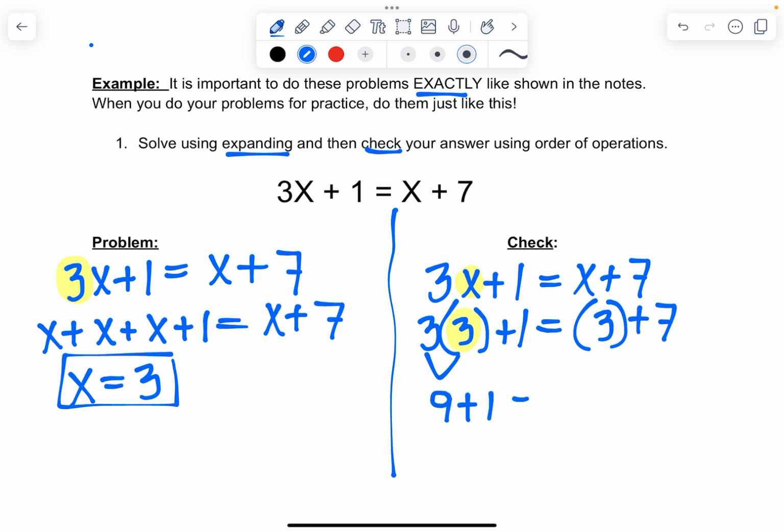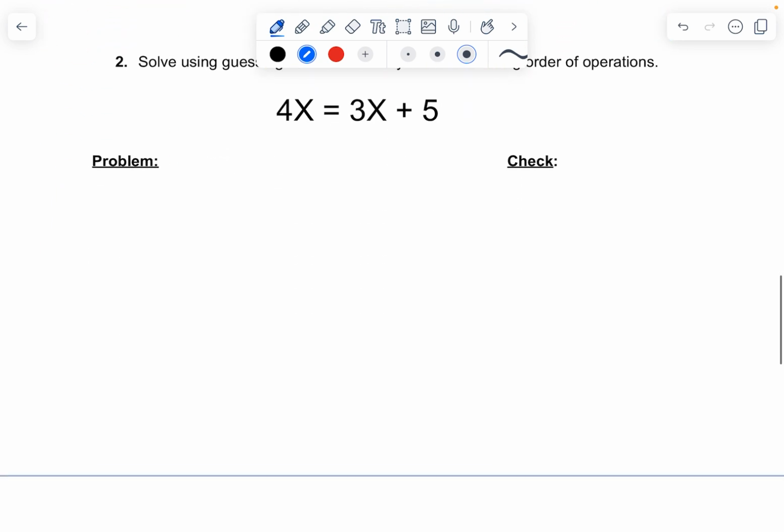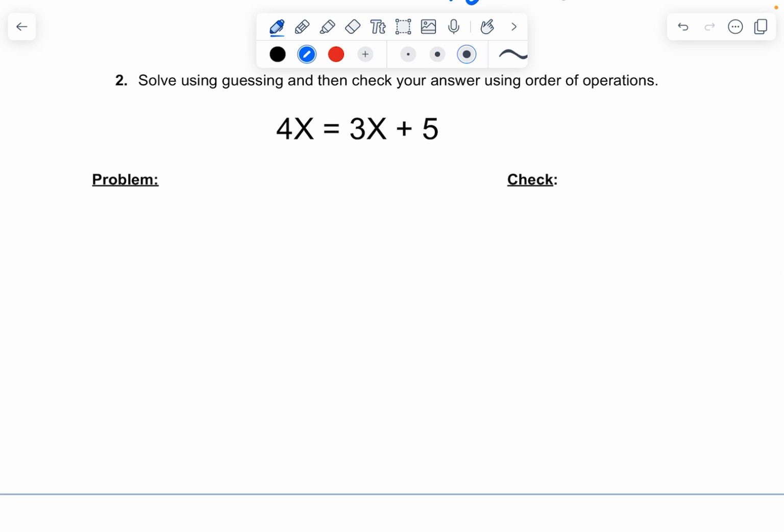Again, I do one thing at a time. I just multiplied, and now I'm going to add. So 9 plus 1 is 10. 3 plus 7 is 10, and it checks, and I know that my answer is x equals 3. Let's move on to the next problem. Again, I'm going to write the original problem.